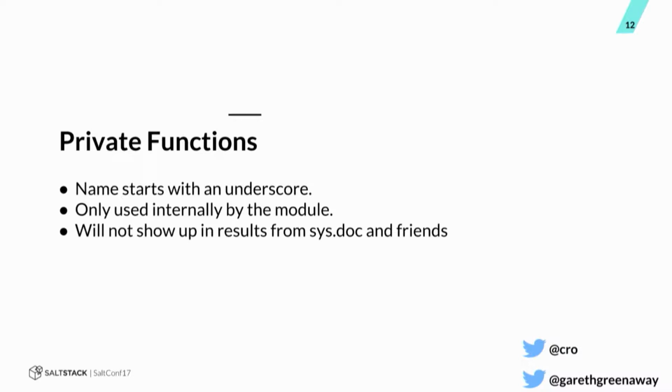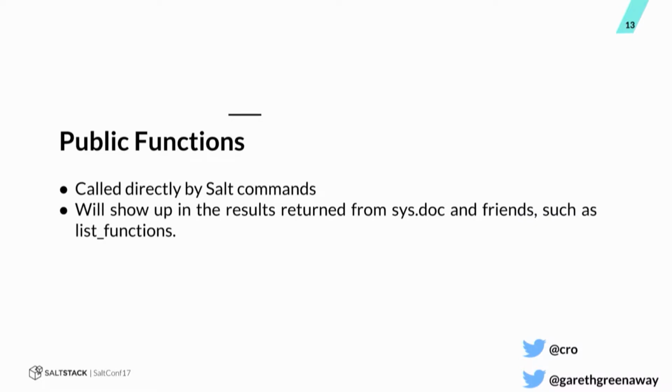All right, so there's also private functions. Private functions are always going to start with an underscore, and they're only used for internal use by modules and will not show up using sys.doc or any of the other documentation related functions in the sys module. And then we have our public functions, and these are the calls directly to Salt. So if you're calling them on the command line or within your states, these are the functions that you're calling from the specific module. A good example, going back to the pkg module, pkg.install is the public function.